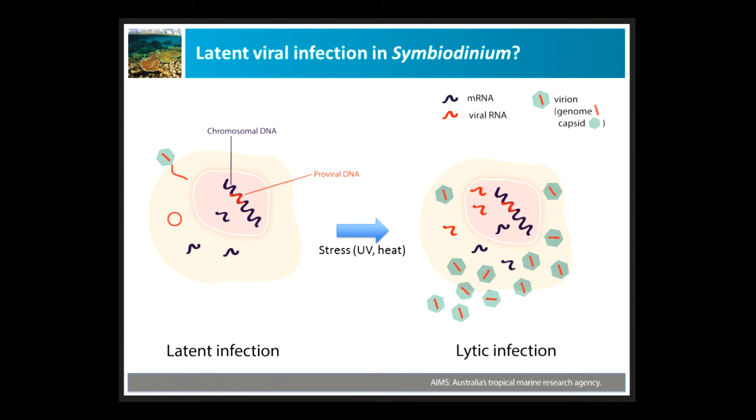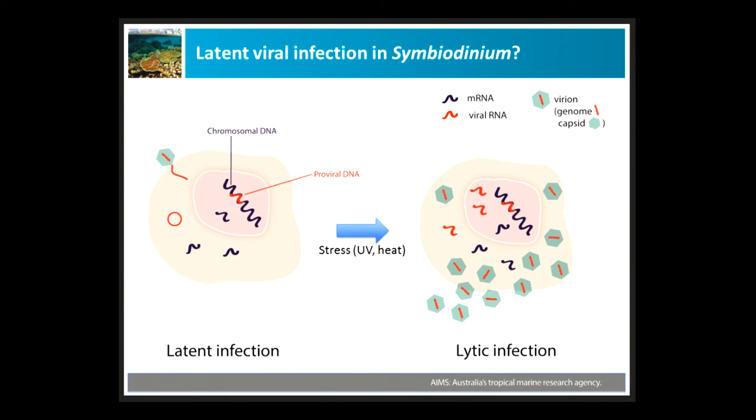It's like us. So what happens is a stress event, mostly UV or heat, can induce this virus to go into the lytic cycle, which is an active infection. With humans, an example is a cold sore. It's a virus that causes a persistent infection in some of your nerve cells. When you're very run down, or you have too much sun exposure, too much UV, you can develop a cold sore, which means that virus has begun to replicate in the cell, and it causes the symptoms of the viral infection. So it's the same in Symbiodinium.